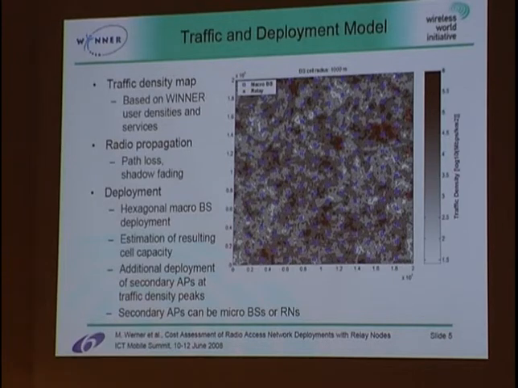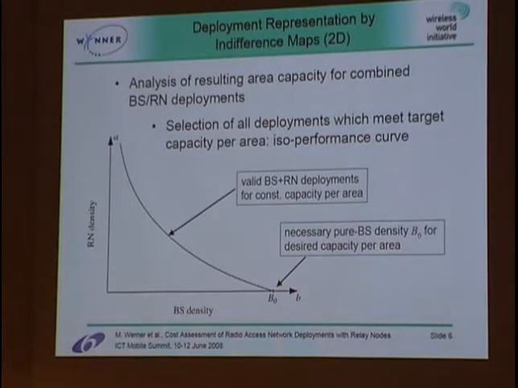So if we now make a plot of all valid densities of base stations on this axis and relay nodes on the vertical axis, then we get a certain curve of valid deployment densities here. So the question is now, at which point on this curve delivers the cost optimal deployment? So just as a side note, the base station density B0 here corresponds to a base station only deployment where you don't need any additional relay nodes. So we call this curve actually iso-performance curve because each point on this curve delivers the same resulting network performance.